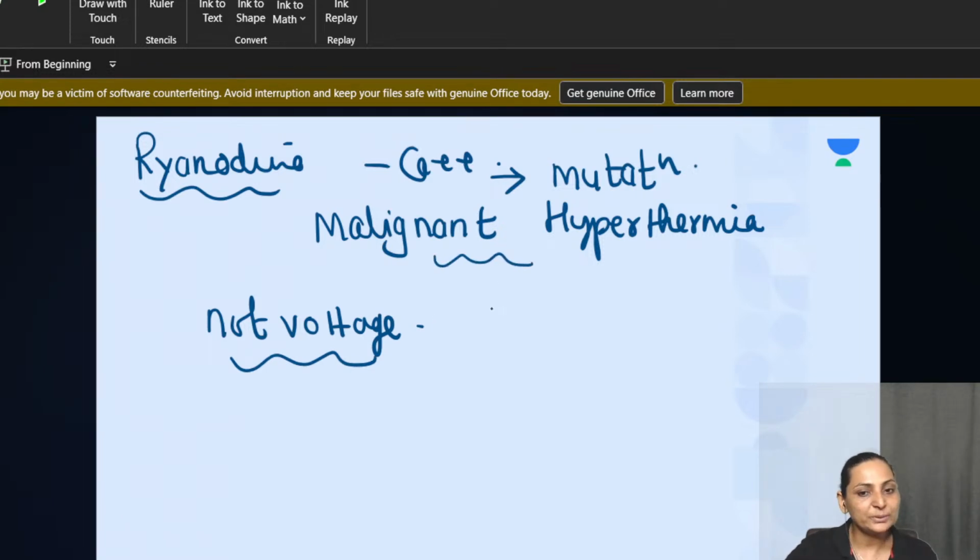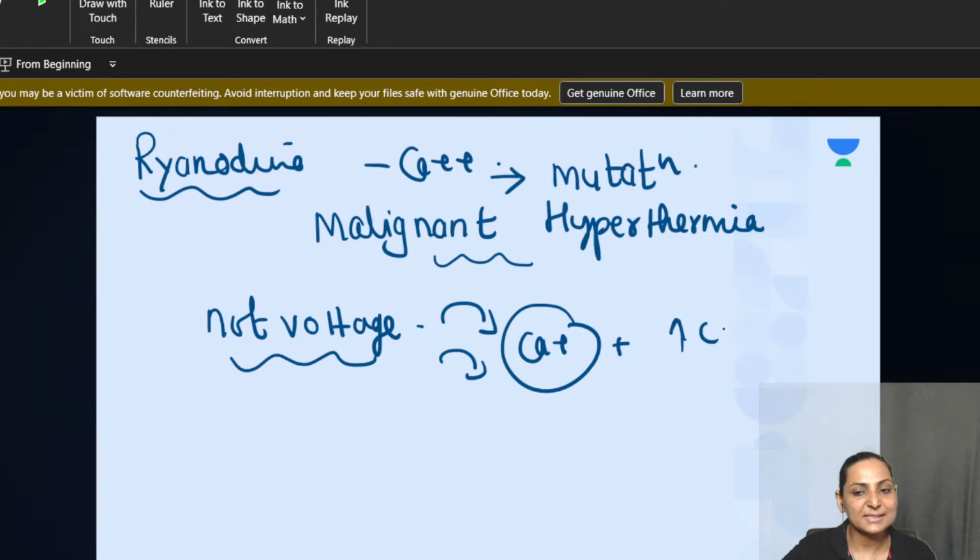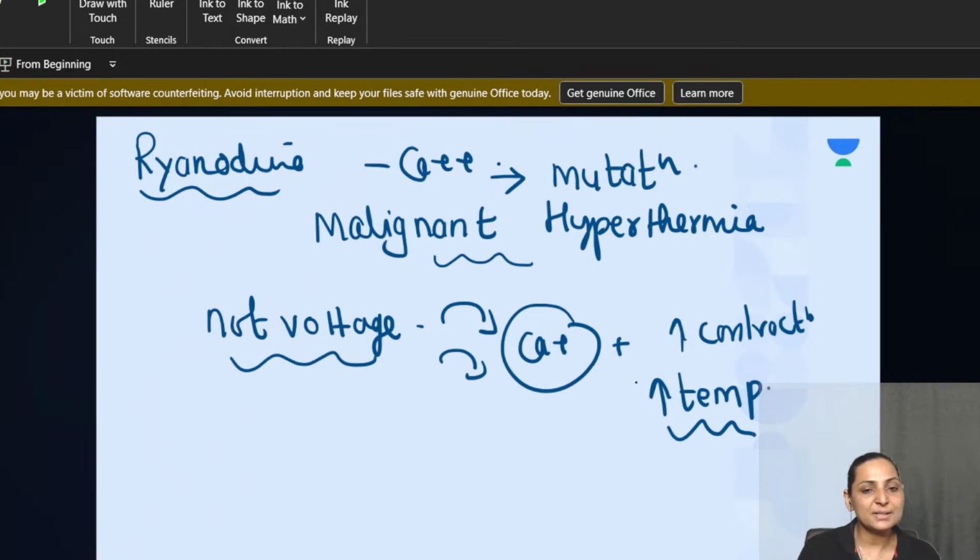In malignant hyperthermia, you may be given a question that a person was subjected to surgery. He's been given some anesthetic, and after that the temperature of the muscle rises. That is because of the outpouring of calcium coming from these ryanodine channels. That calcium causes an increase in muscle contraction, that causes muscle rigor, and increase in temperature is going to be a very important feature of this condition. So in the sarcotubular system, the first important thing you should know is malignant hyperthermia.